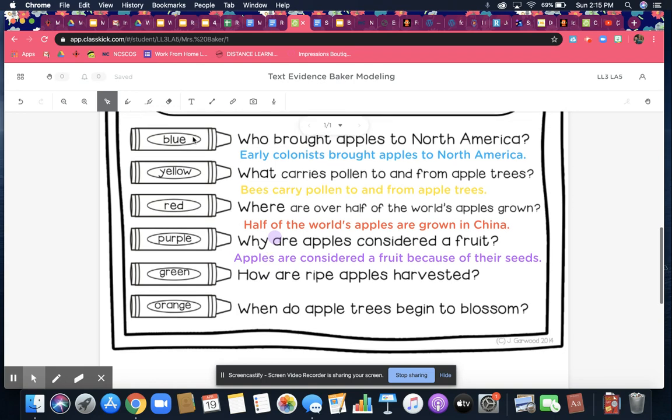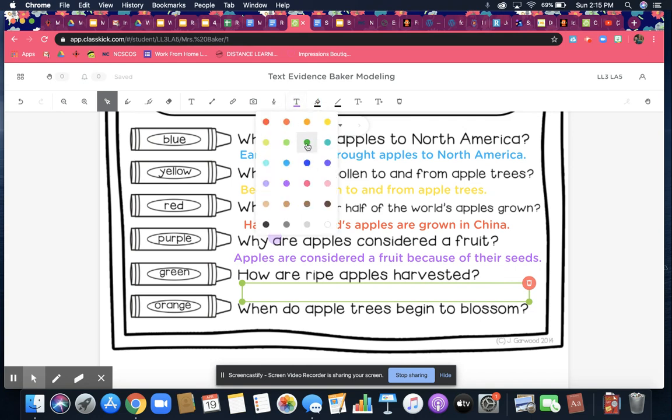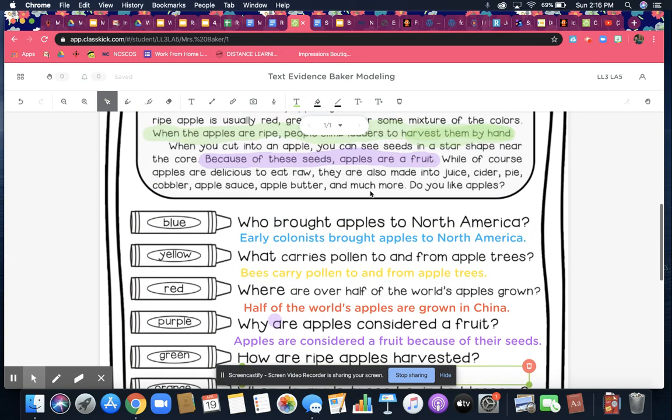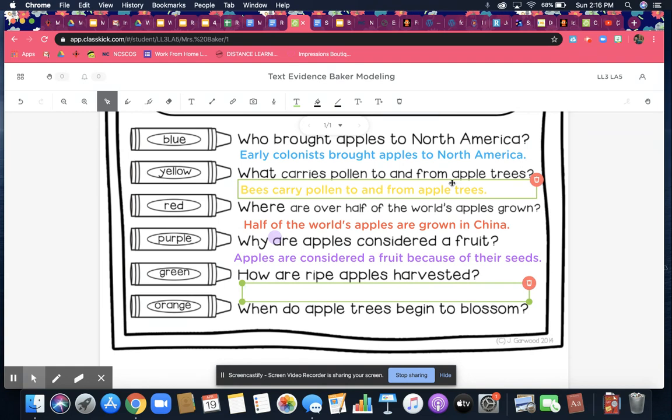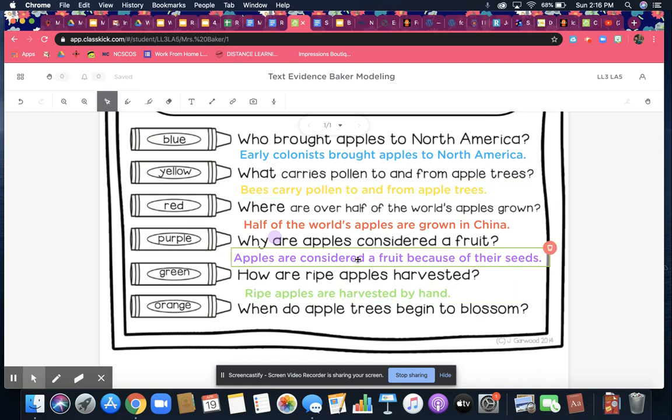How are ripe apples harvested? Okay, I'm going to put me another text box. Get my green back. Ripe apples. When the apples are ripe, here's my green. When the apples are ripe, people climb ladders to harvest them by hand. So ripe apples are harvested by hand.